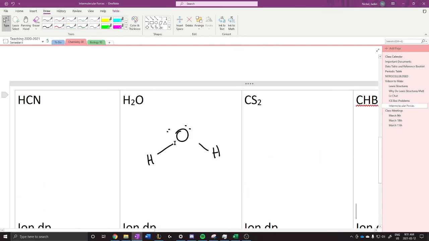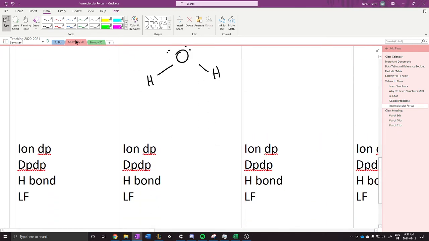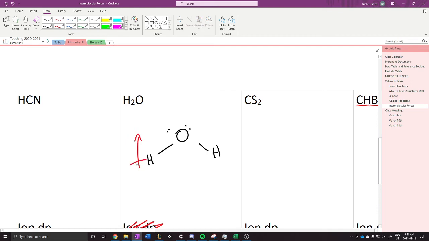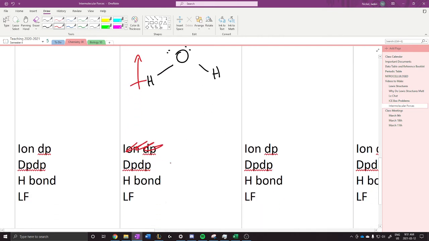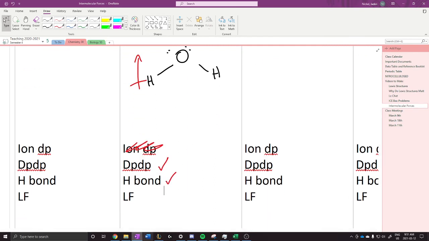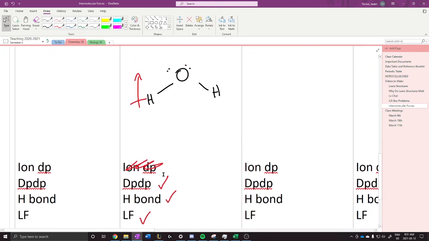With this water, we don't have an ion anywhere present, so we don't have ion dipole. We do have a polar molecule, as we talked about, like this. And so we do in fact have dipole-dipole. Do we have hydrogen attached to a very electronegative atom? Yes, we do. So we have hydrogen bonds, and we have London forces, because those are present in every single molecule.